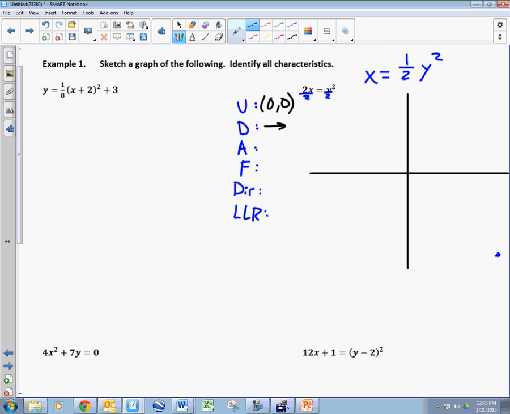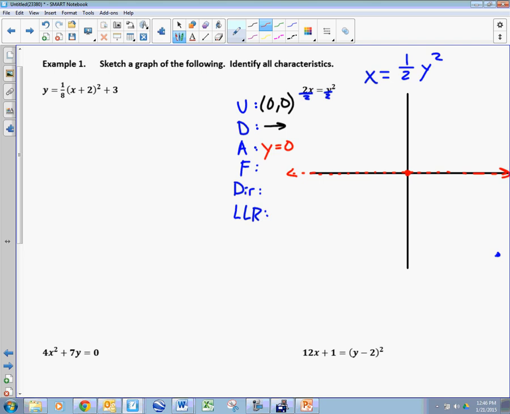So I will plot my vertex, and again, it will open up this direction. So the axis of symmetry will be a horizontal axis or a vertical axis? Horizontal. It will split it right in half. So the equation is y equals 0. It will split the parabola directly into congruent parts.